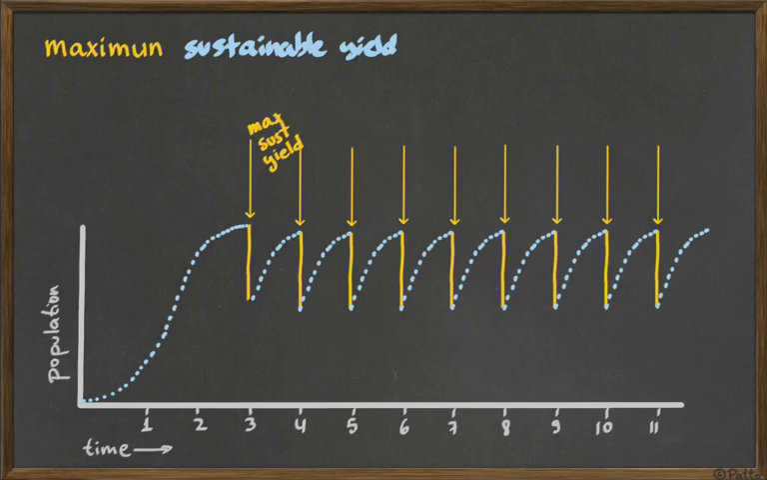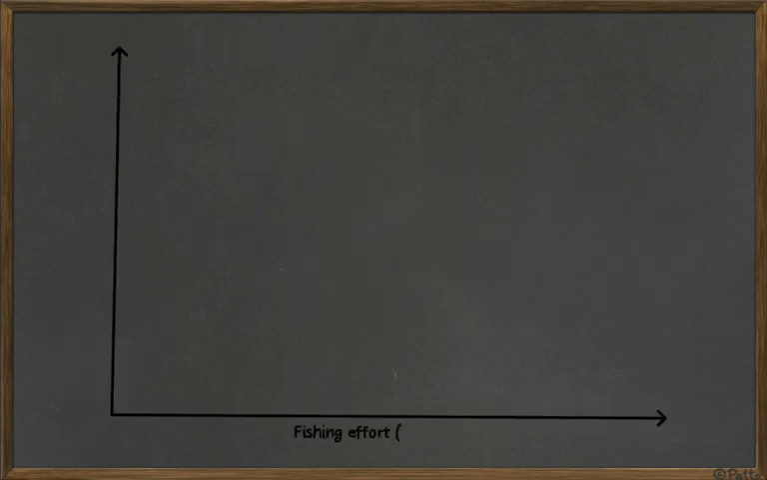However, some people criticize this method, saying that if there is a fluke and the population doesn't manage to recover during a certain year, then the next year you may deplete it. So it would be interesting to not fish exactly the maximum sustainable yield, but a little bit less than the maximum sustainable yield.